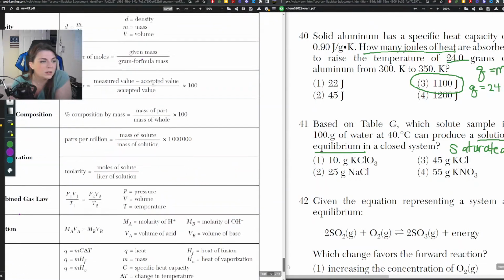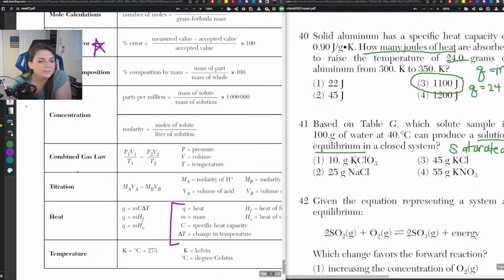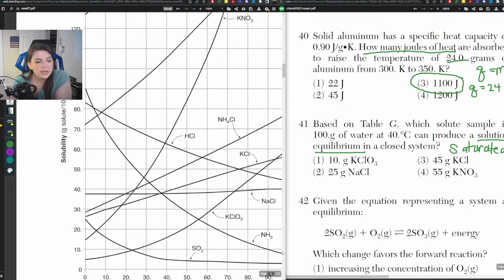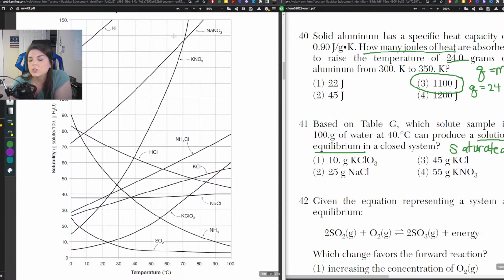See right here? Q equals MC delta T. It tells you what everything stands for. Very nice, right? I hate Table G because it's a disaster. Speaking of reference tables, I did a live stream earlier this week on what the tricks are for each reference table. So if you need help with that, definitely go watch that stream.